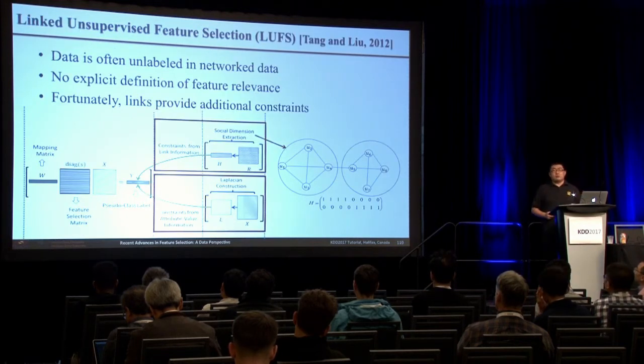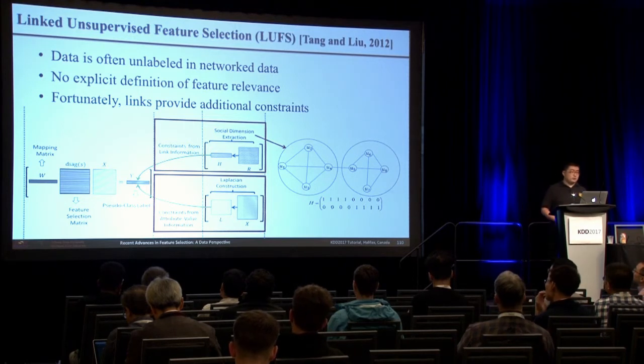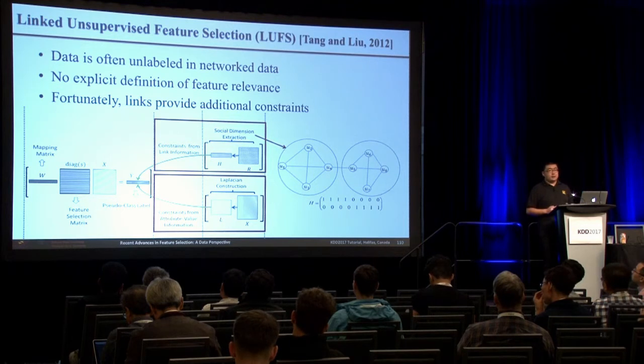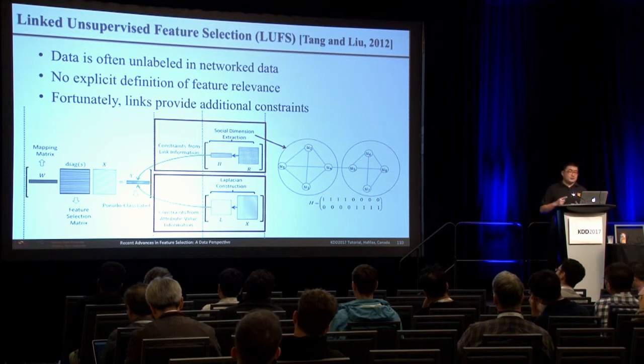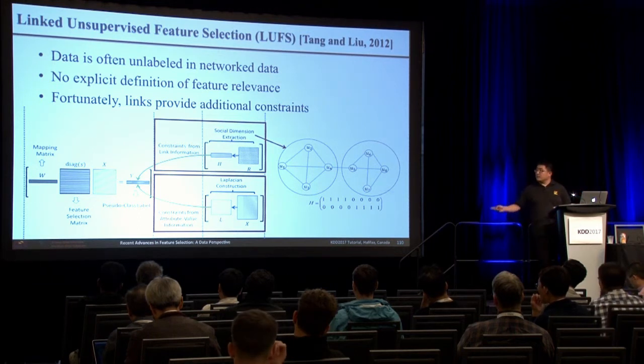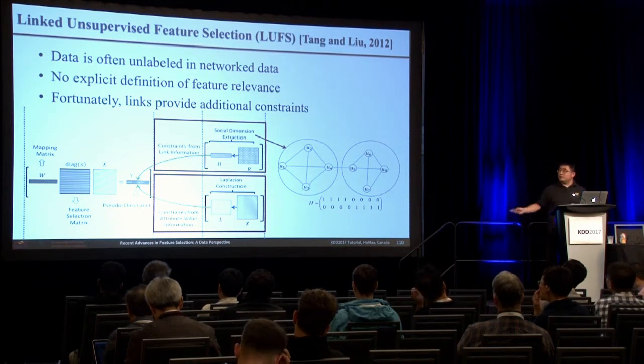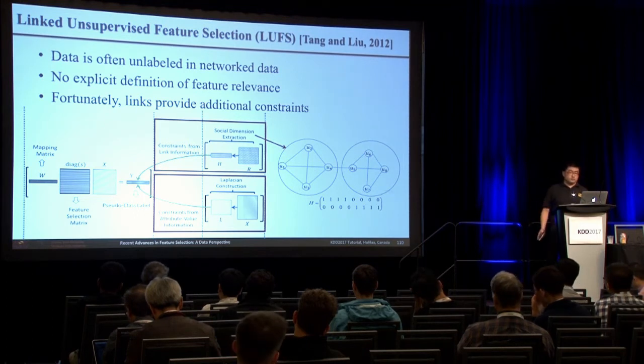So far we have talked about some supervised feature selection methods. But in many real-world cases, data in the network is often unlabeled, and without label information it is difficult to assess the relevance of features. But fortunately, the link information is highly correlated with the content information and can provide us some additional constraints. Here is a simple method to leverage the link information for feature selection. In the first step, they make use of a method called social dimension to obtain the community structures of the nodes in the network.